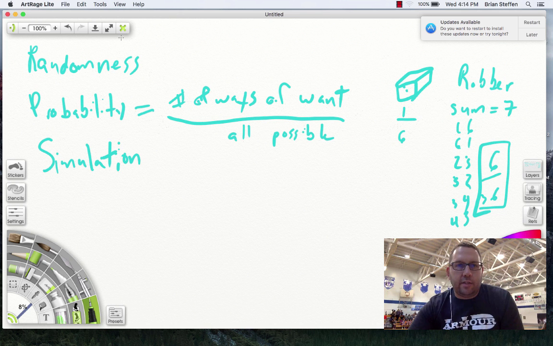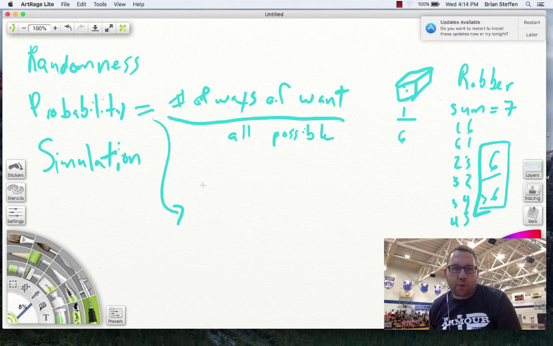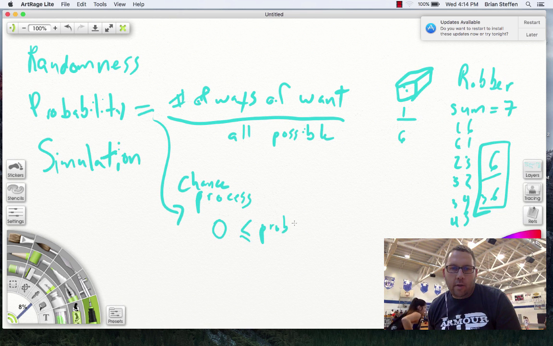Another way to think of it is this: it's the chance process of something happening in the long run, and it's the proportion of ways I want out of all possible. So it's kind of the same way. But probabilities themselves, the lowest they can be is 0, and a probability at most can be 1. You can never have over 100% chance, or a chance over 1, nor can you have a chance less than 0.